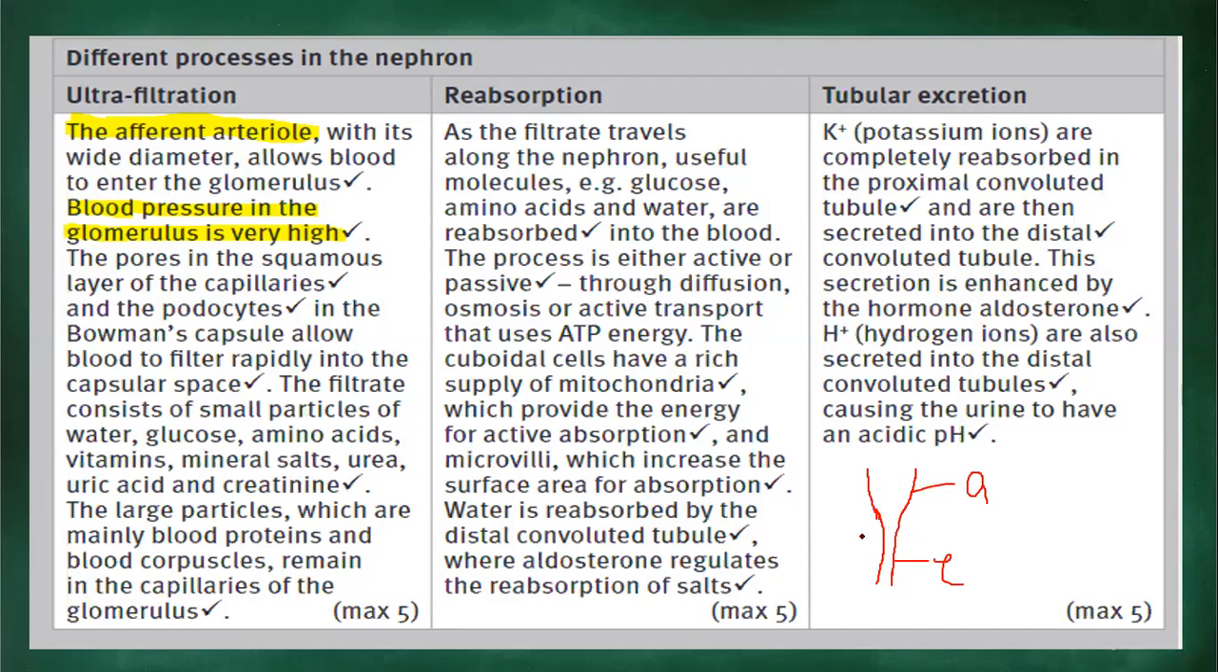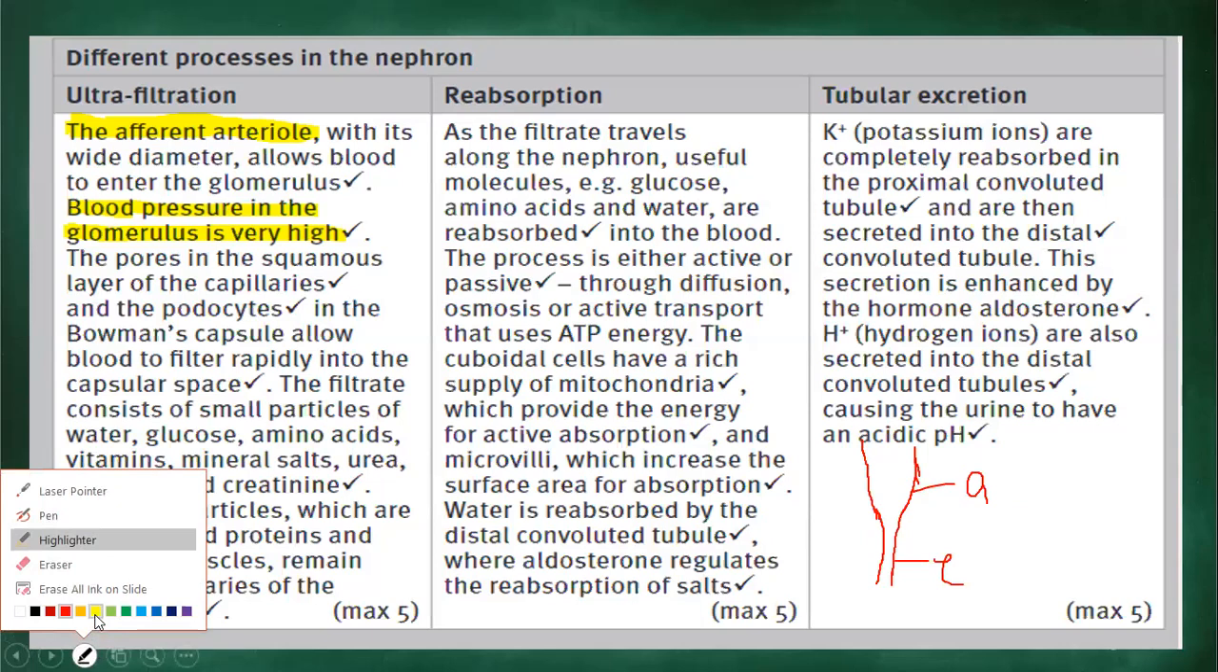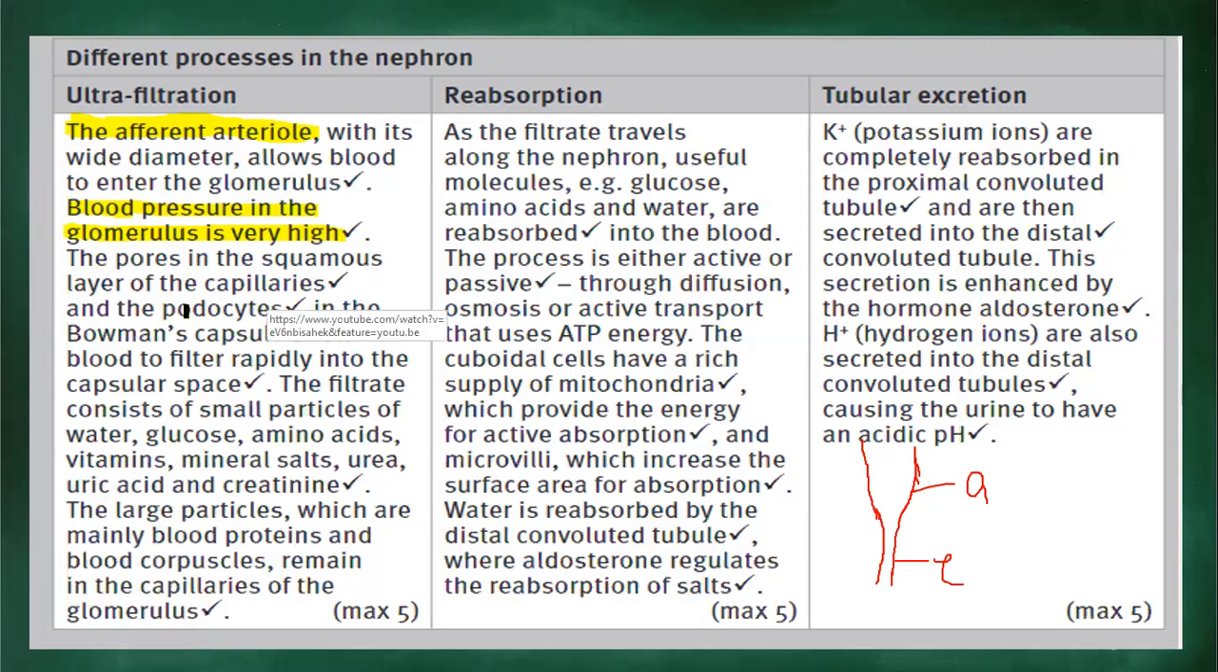Whenever you get asked this question again about blood pressure in the glomerulus, remember it's because of the diameter of the afferent and the efferent arterioles. That is the reason. Now, moving on to the part we're explaining: the pores in the squamous layer of the capillaries and the podocytes in the Bowman's capsule allow blood to filter rapidly into the capsular space. So it's filtering rapidly because of these pores and the increased blood pressure.